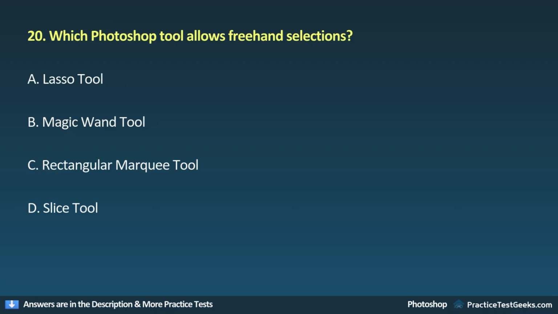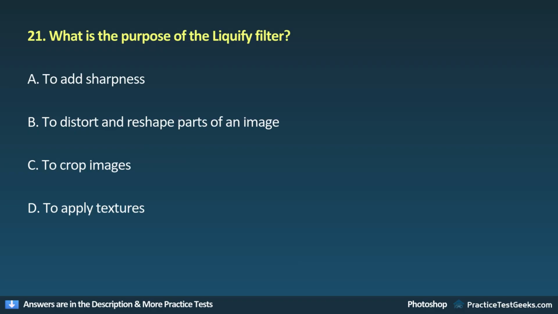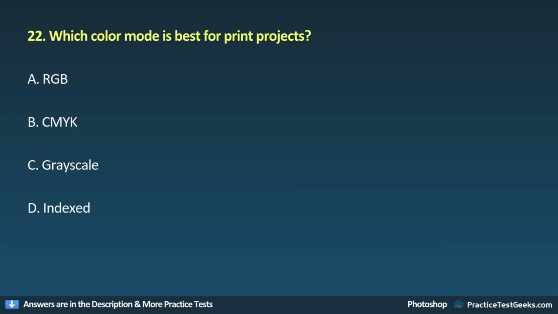20. Which Photoshop tool allows freehand selections? A. Lasso tool. B. Magic wand tool. C. Rectangular marquee tool. D. Slice tool. 21. What is the purpose of the liquify filter? A. To add sharpness. B. To distort and reshape parts of an image. C. To crop images. D. To apply textures.